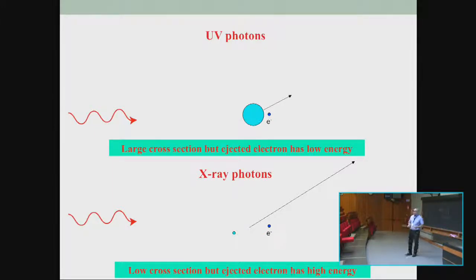Now, if you have an electron that has so much energy, where will the energy go? It will go to collisions and to heating. So X-rays are very good at heating, whereas UV above 13.6 is very good at ionization. Okay? So that's why, if you want to heat stuff, it's better to have X-rays in this game.